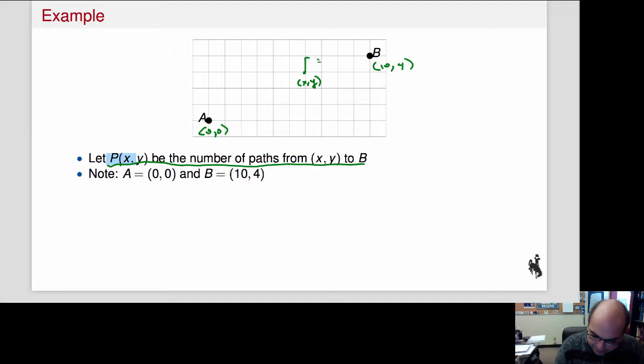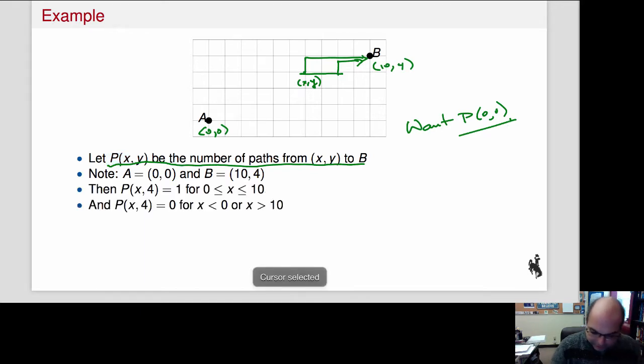And let's see, I could go this way, or I could go this way, and so on, right? There seem to be lots of different ways, okay? So that's the function that we're trying to figure out. In fact, what we want is P of 0, 0, right? I mean, that's the answer to our problem, okay? So let's see, how can we compute that? Always try to find smaller pieces, right?